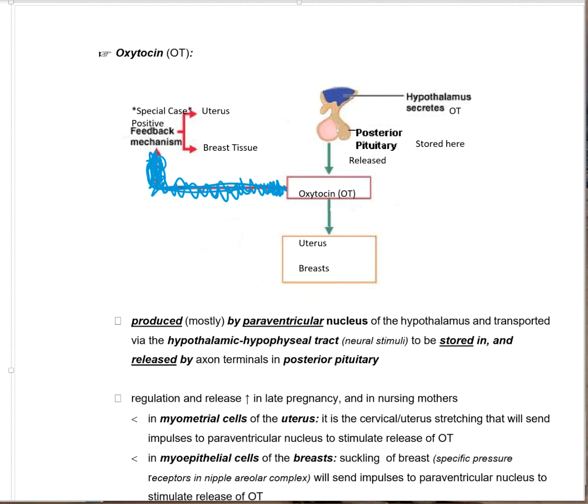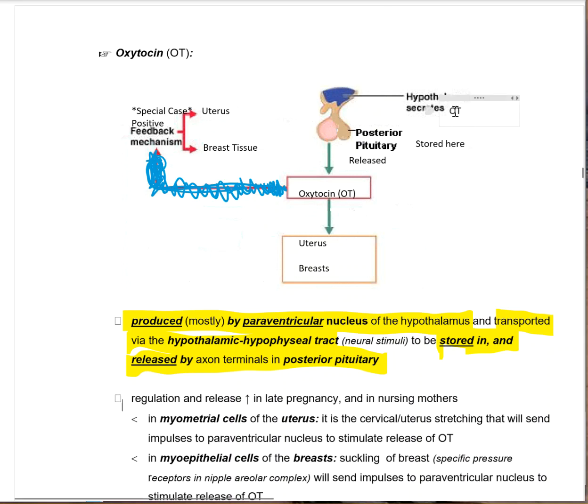So the first thing is, where is it produced? It's produced in the paraventricular nucleus of the hypothalamus, right? And it's transported via the tract. So neural stimuli, something from the brain stimulates it to go down to the posterior pituitary, and then it's stored and released by the axon terminals in the posterior pituitary. So that's really important. Very different than using the releasing hormones that we saw before. Oxytocin is made up here, it's stored here, and it's released by the posterior pituitary when there's a stimulus.